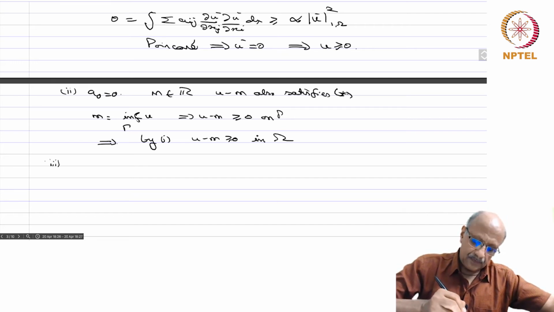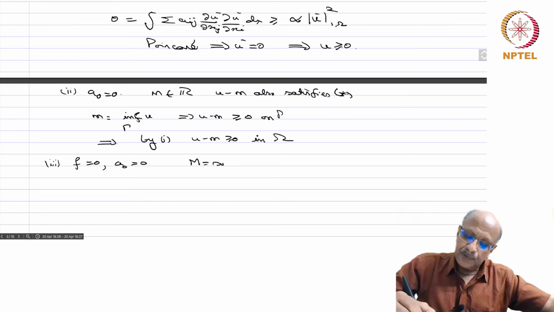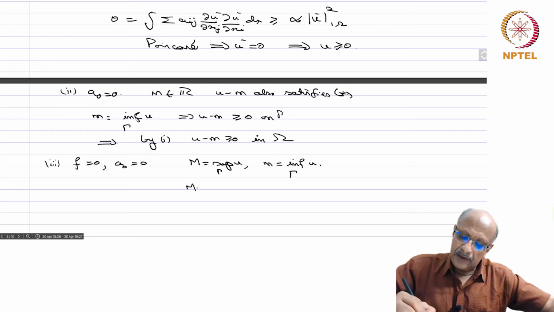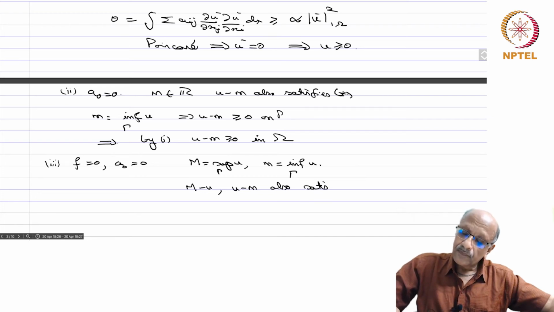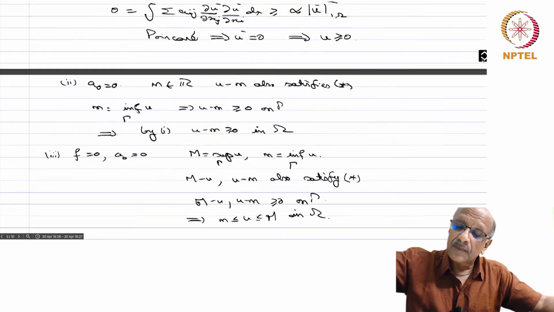Three, if f is equal to 0 and a naught is also equal to 0, then if capital M equals sup over gamma of u and small m equals inf over gamma of u, then m minus u and u minus m also satisfy star, and m minus u and u minus m are greater or equal to 0 on gamma, and therefore this implies that m is less than or equal to u less than or equal to capital M in omega. Okay, so this proves this theorem completely.